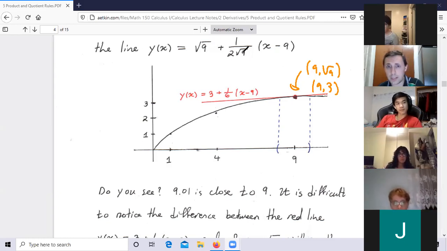Calculating it at root of 9 is pretty easy. So I can calculate the exact slope over there, and 9 is close to 9.01.